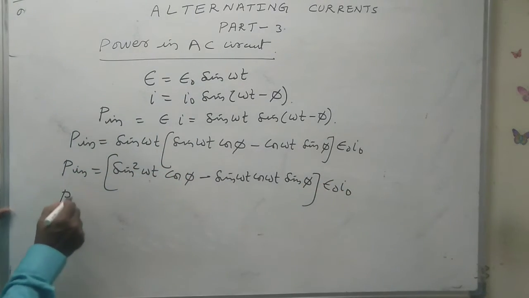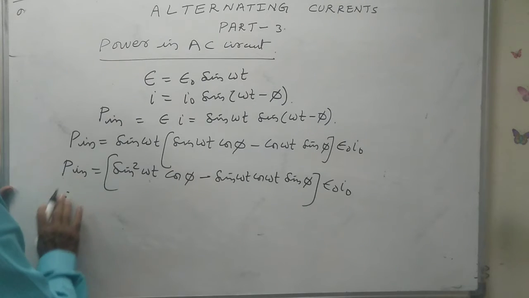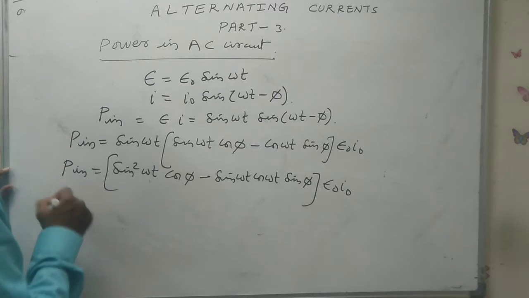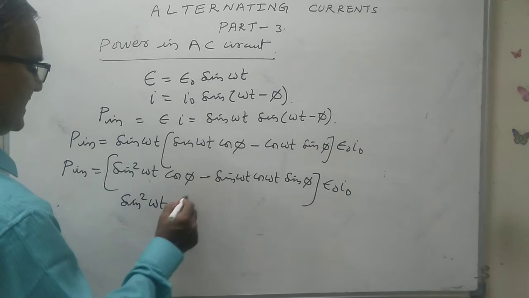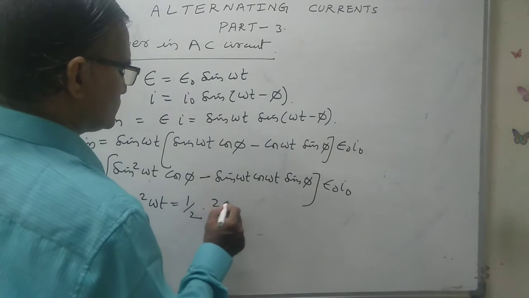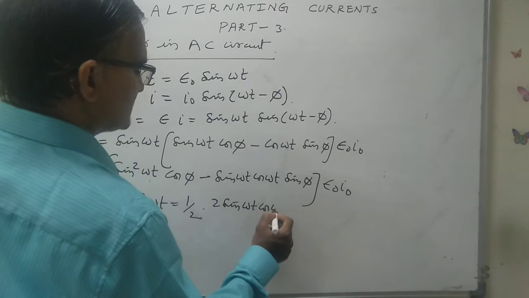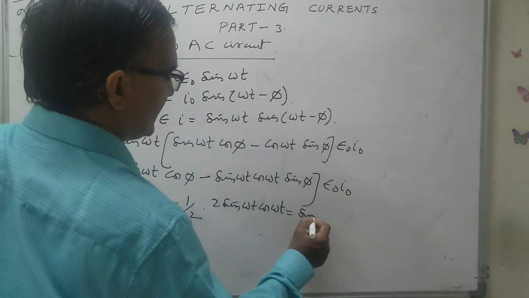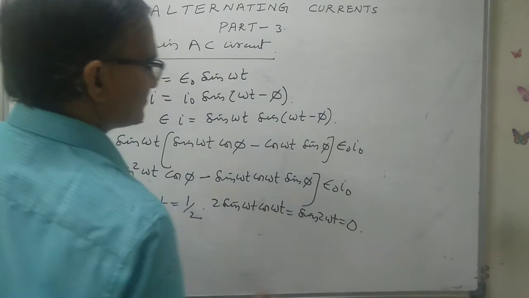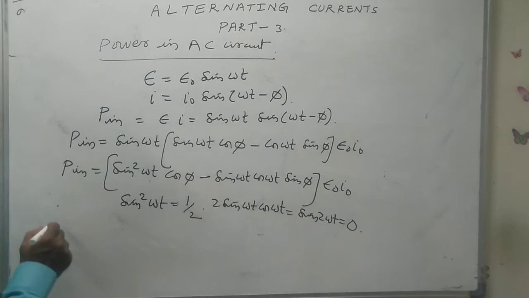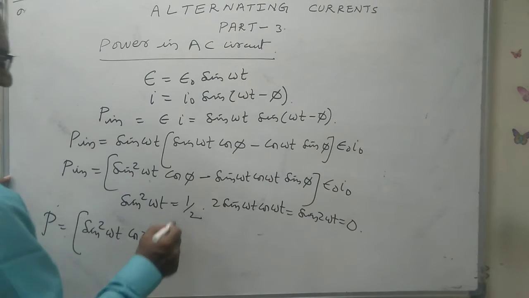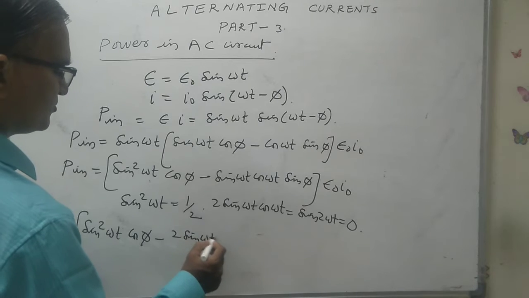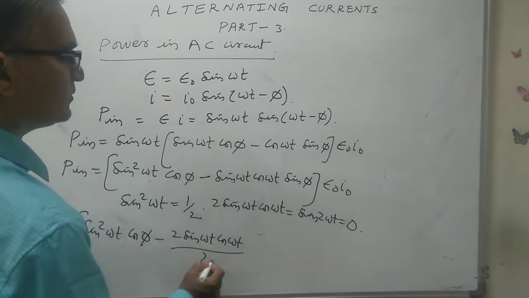In the next step, for the average power over a complete cycle, sin squared omega t averages to half, and 2 sin omega t cos omega t is equal to sin 2 omega t, which over a complete cycle is 0. So the average power is written as sin squared omega t cos phi minus, if you multiply and divide by 2, sin omega t cos omega t sin phi.